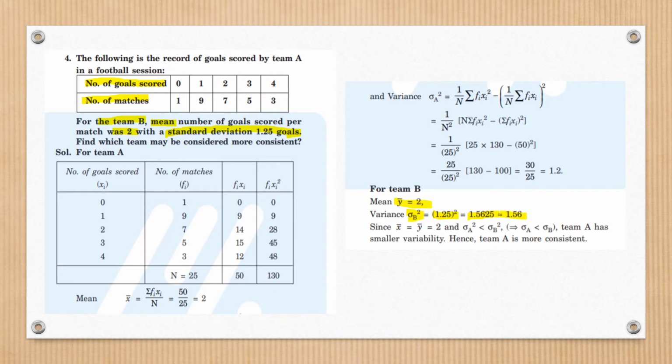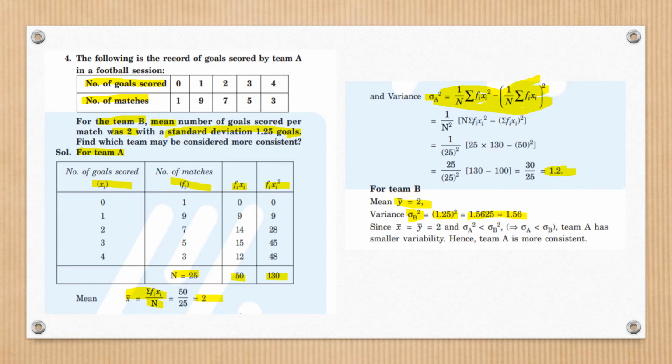Firstly let's solve for team A. So it is your xi, this is your fi, and fi xi square, all these things. N is 25, this sum is 50, this is 130, and I'll calculate my x bar as summation fi xi upon n, which is 2. The variance I will calculate by the formula 1 upon n times summation fi xi square minus 1 upon n times summation fi xi whole square. When calculated it comes to be 1.2.